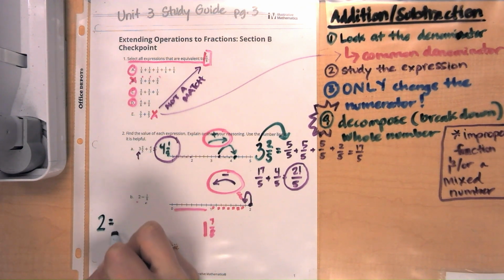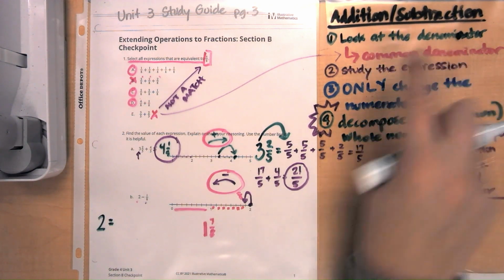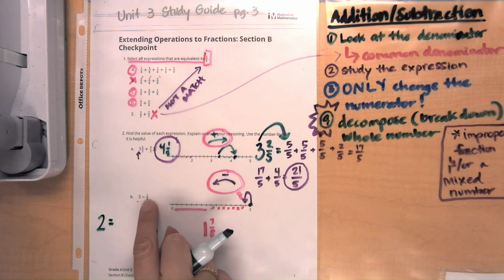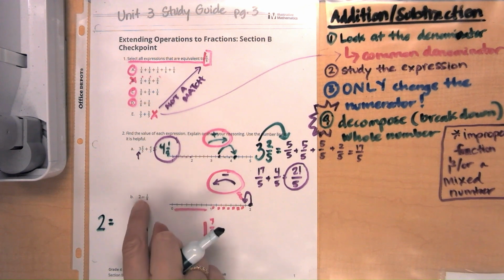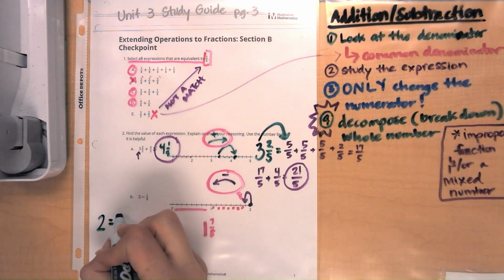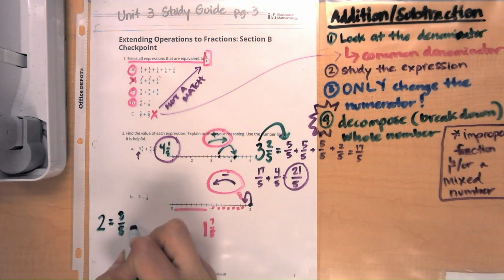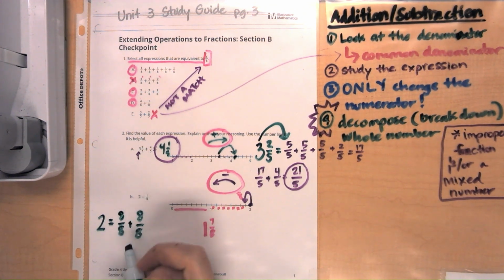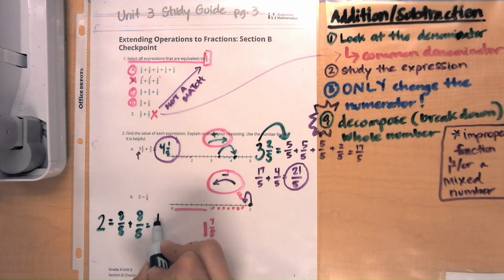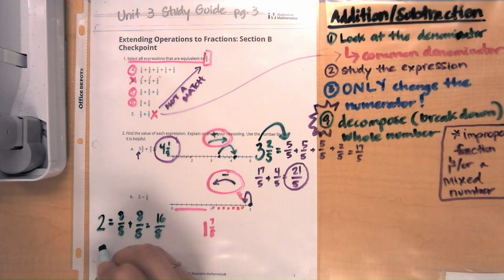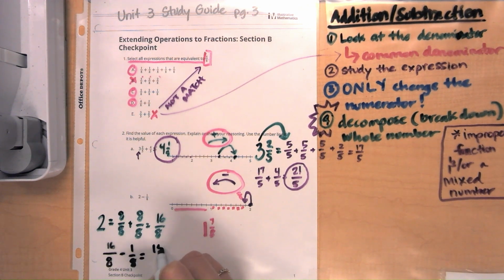You can take that 2 and you can say, all right, I'm going to look at the denominator. This is eighths. I already know this is eighths. If I wanted to make this a common denominator, I could change this 2 into eighths. 8/8, excuse me, makes a whole, plus another 8/8. That gives me 16/8. So 16/8 minus 1/8 equals 15/8, which is an absolutely satisfactory answer.